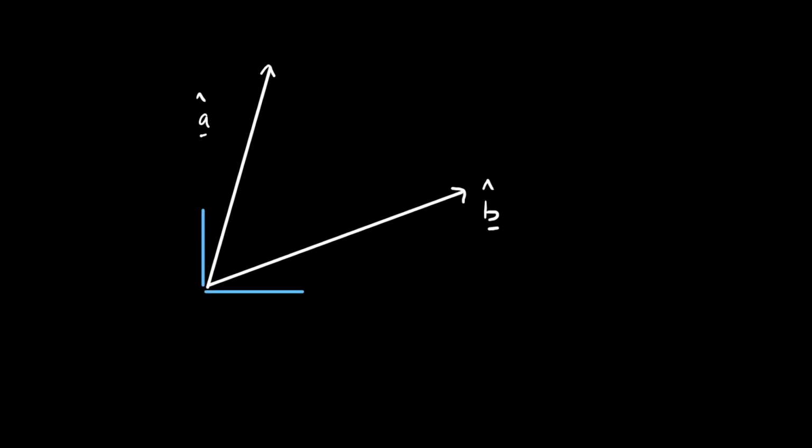Here is vectors A and B. So that's A hat. This is B hat. Okay, and we'll say we've got a coordinate frame here as well. This is kind of like our Y and our X.